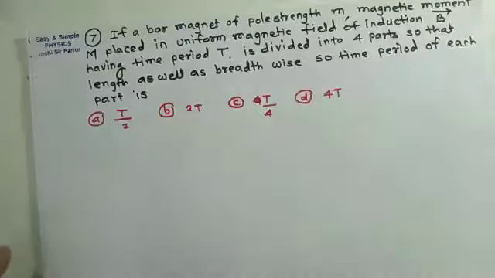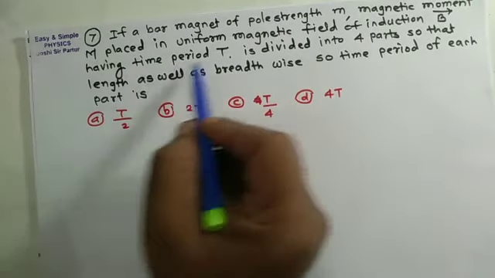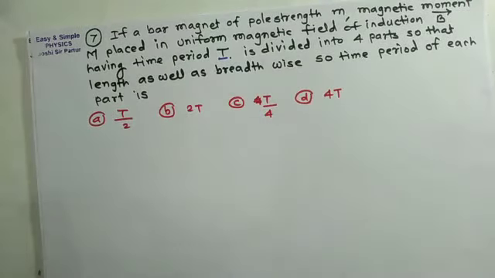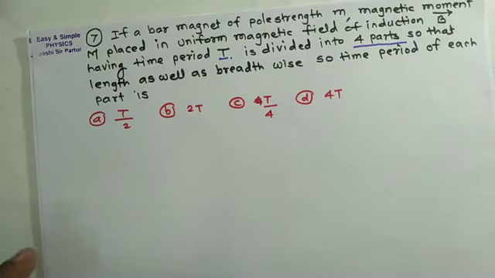That is the question. Again, a bar magnet of pole strength small m and magnetic moment capital M, placed in a uniform magnetic field of induction vector B, with time period capital T, is divided into 4 equal parts, so length as well as breadth wise.